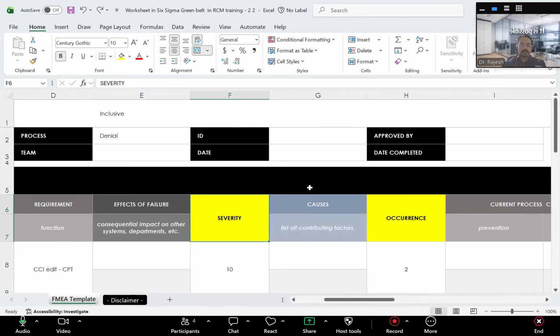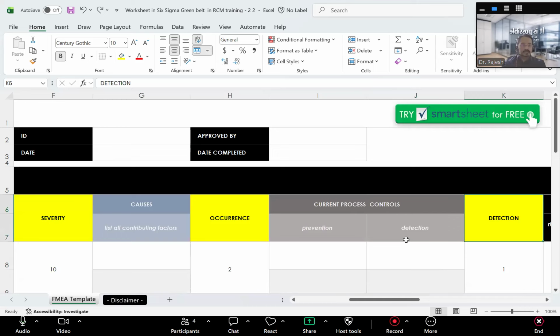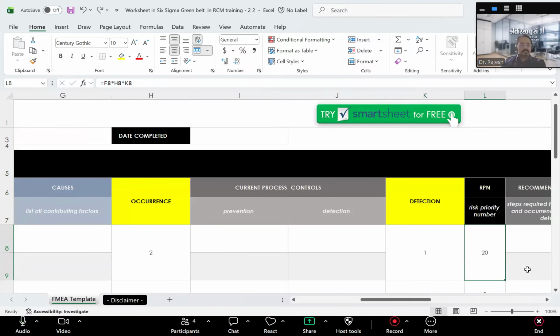For example, your charge entry team is missing the patient name, not entering it. In that scenario, how severe is it? It is highly severe, because it is not going to be paid. Then occurrence: how many times it occurs per day, and how quickly you can identify it. If it is an ID number, you can put in some check and identify it. But if they are misspelling the patient name, that becomes very tough to identify. So based on your detection point, you give the rating, then you reach the RPN number, and then you fix it.